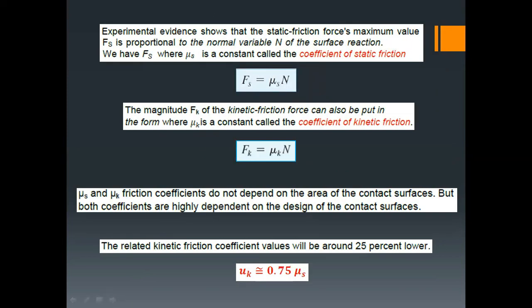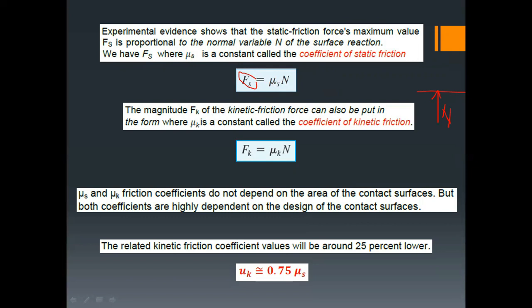Experimental evidence shows that the maximum value of the static friction force Fs is proportional to the normal force N of the surface reaction. As you saw, there is an N where our normal force acts. We have Fs equals mu s times N, where mu s is the coefficient of static friction. So to get Fs, the static friction, you just multiply your normal force by your coefficient of friction.